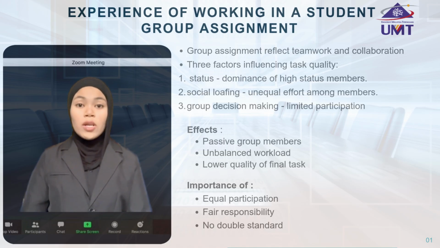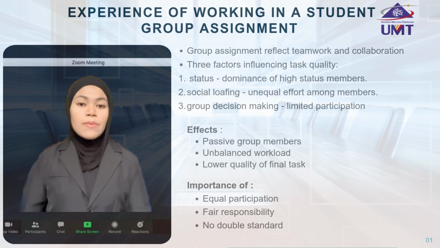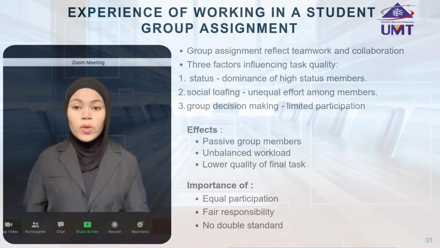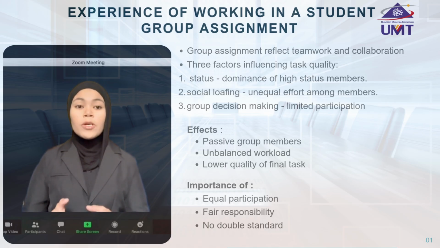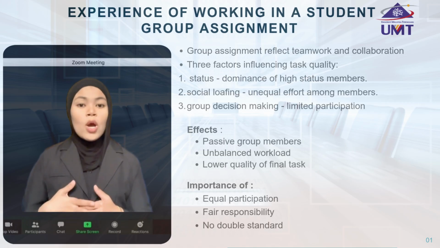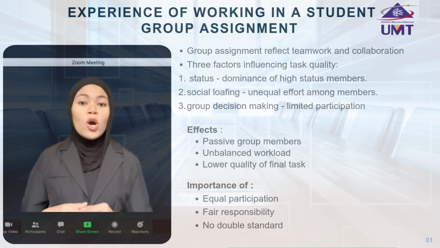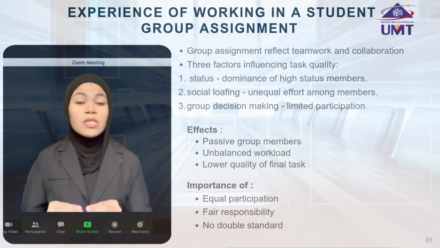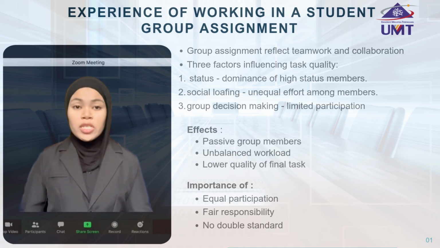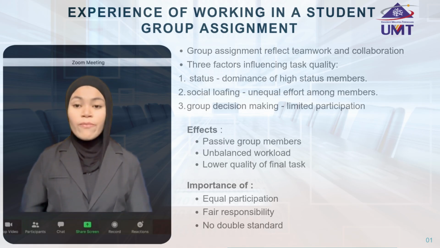These two issues strongly affect group decision making. Ideally, decision making in a group assignment should involve all members equally. Everyone should have the opportunity to share ideas, opinions, and suggestions. However, when status imbalance and social loafing exist, decisions are often made by only a few active or high-status members. These include decisions such as task distribution, assignment structure, and final submission. Consequently, the group may miss out on creative ideas from less active members.